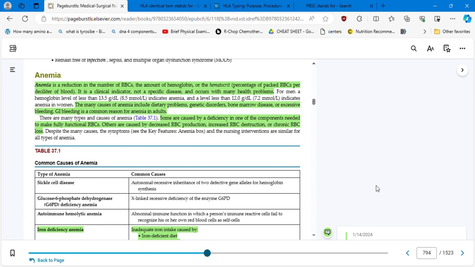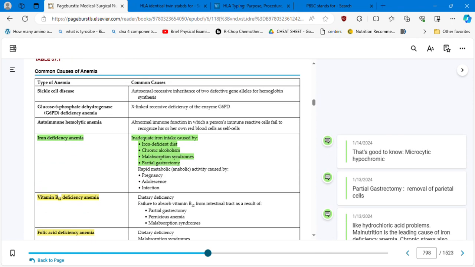Some are caused by a deficiency in one of the components needed to make fully functional RBCs. Others are caused by decreased RBC production, which could be a problem in the bone marrow, right? Increased RBC destruction could be an autoimmune problem, or chronic RBC loss due to chronic conditions, right? Let's see the table, the common causes of anemia. You can see the sickle cell is an autosomal recessive inheritance.